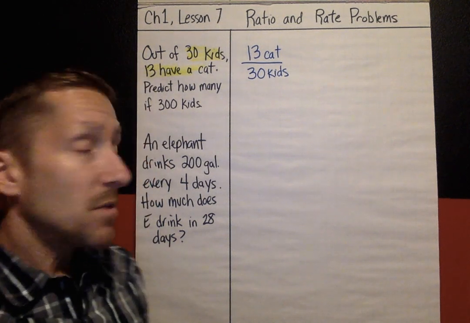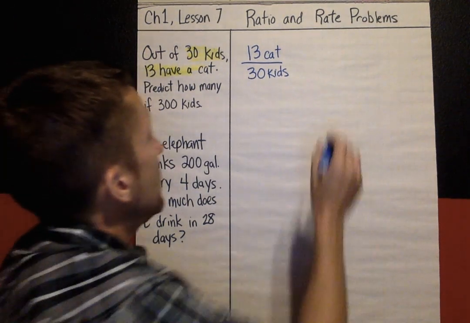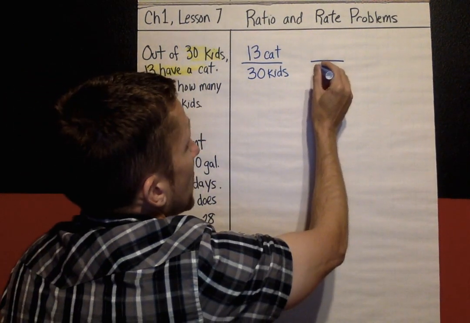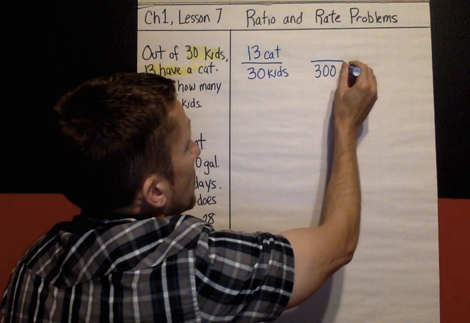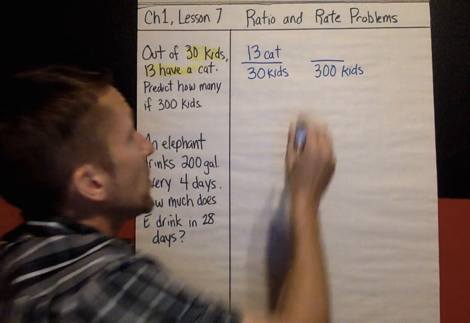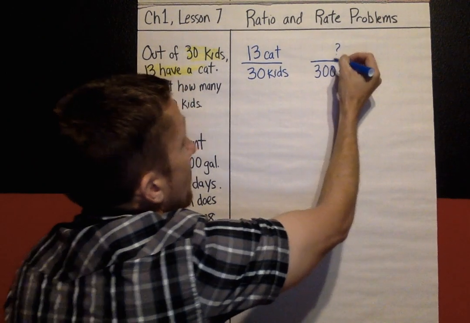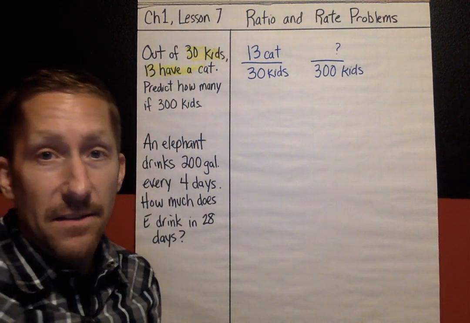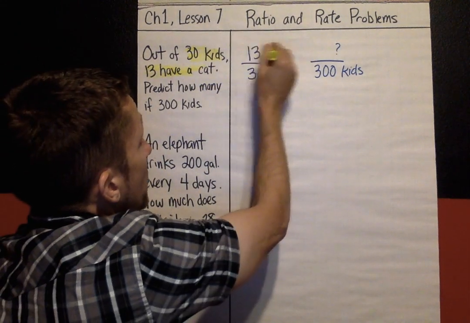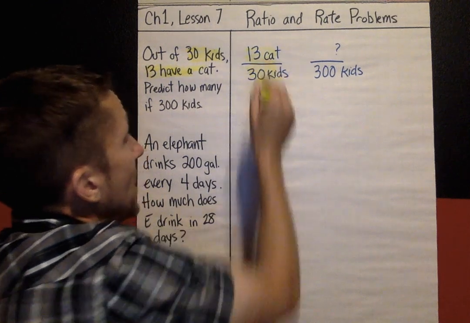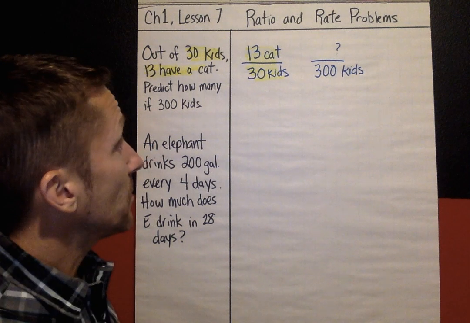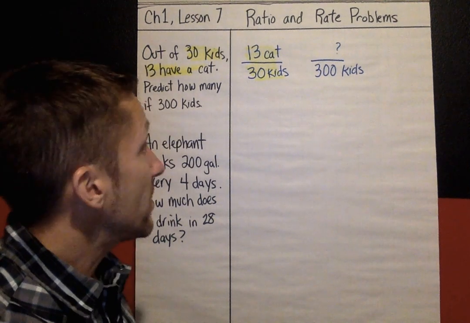And I'm going to solve this problem by setting up another ratio, except this time, now we've got 300 kids, and we're trying to figure out this number. How many would have a cat if we have 300 kids? Again, my starting ratio, here it is, written as a fraction. So we're going to solve this problem using equivalent ratios. And this should look very familiar.